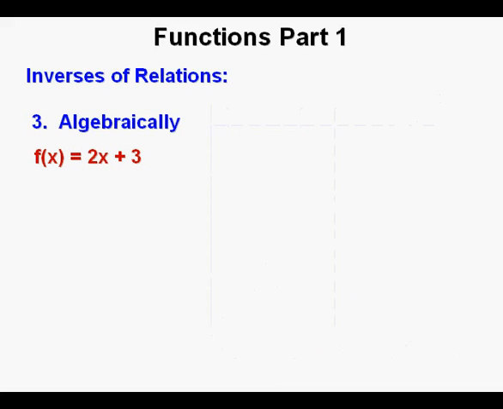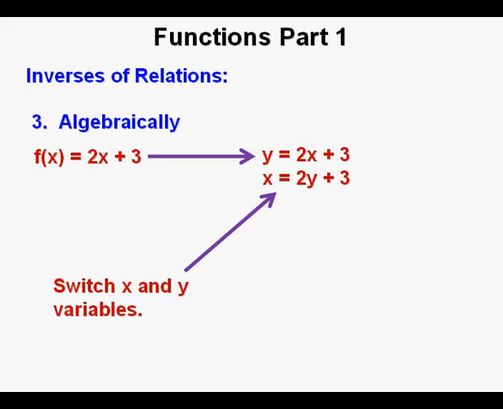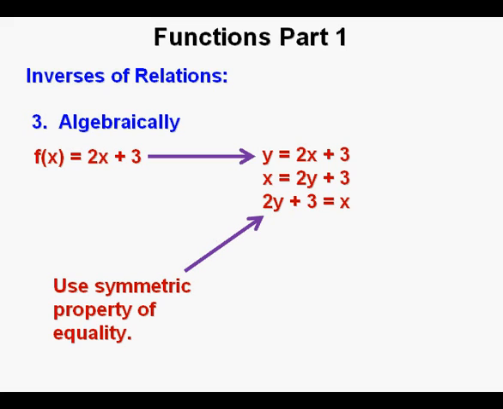And finally, we'll look at determining the inverse of a function algebraically. We'll start with this function f of x equals 2x plus 3. The first thing we'll do is convert the function to x and y variables, so we have y equals 2x plus 3. Next, we change the x and y variables, and we get x equals 2y plus 3. Next, we'll switch the function around and put the y variable part on the left side and the x on the right side using the symmetric property of equality.